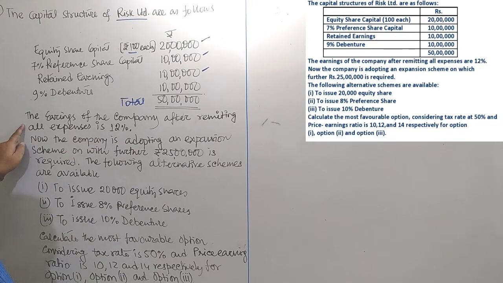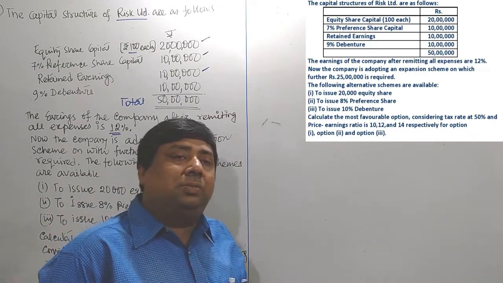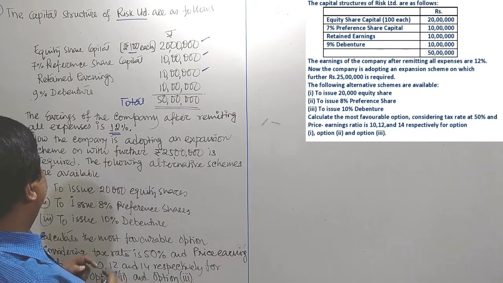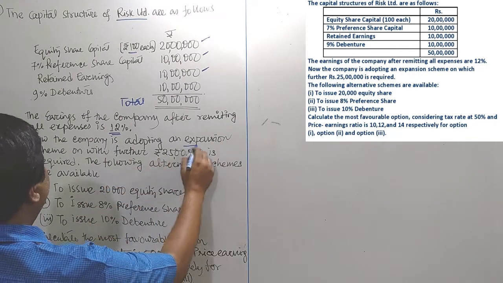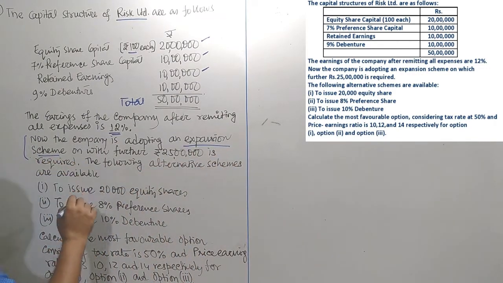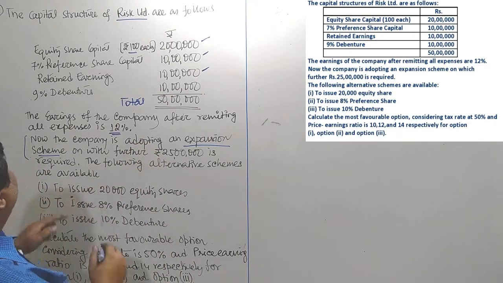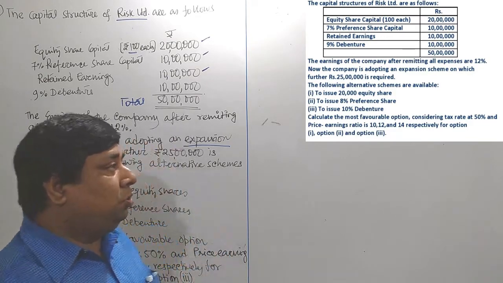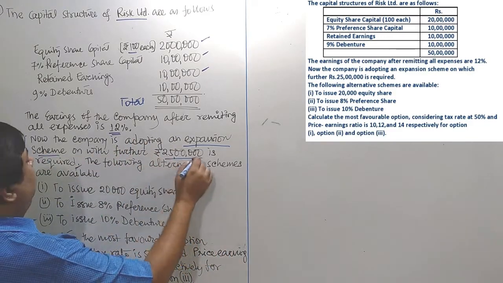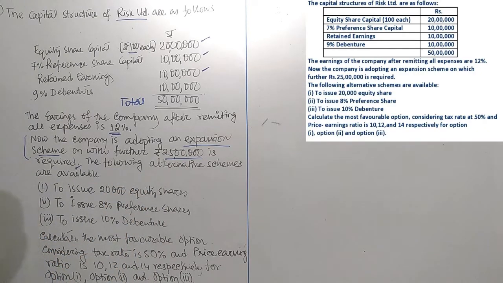Next one is the earning of the company after meeting all expenses is 12%. That is the average earning before interest and tax of the company, which is 12%. This line is most important. Now the company is adopting an expansion scheme, for which a further 25 lakhs is required. The company requires 25 lakhs rupees more to adopt an expansion scheme. The following alternative schemes are available. Such schemes are about how to collect that 25 lakh rupees.